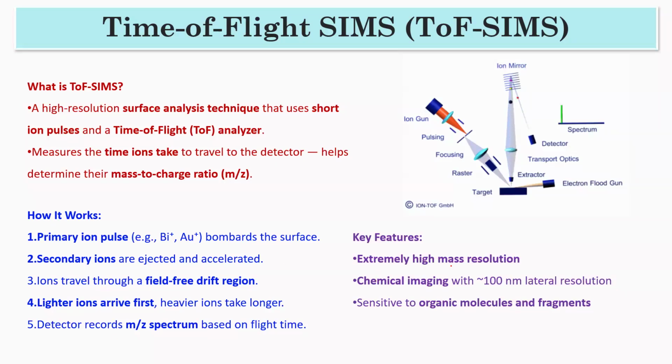Extremely high mass resolution, and we can do chemical imaging. That's very advantageous. Sometimes when we make thin films in our research, we want to know what the surface is made of, so it's very important. It is sensitive to organic molecules and fragments also.